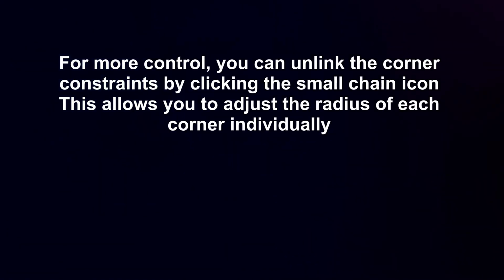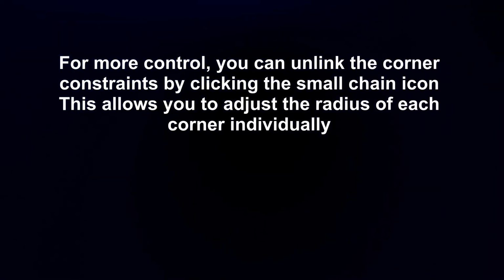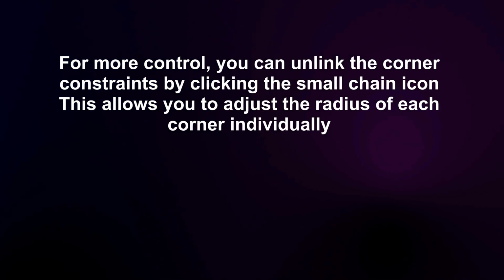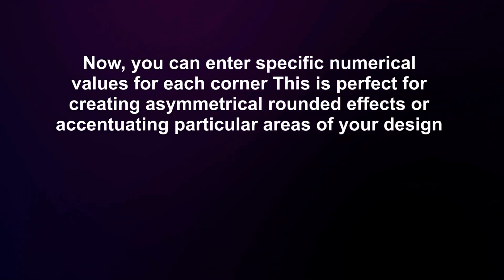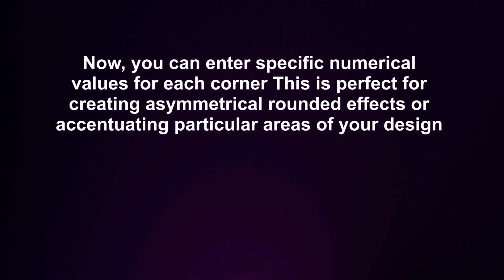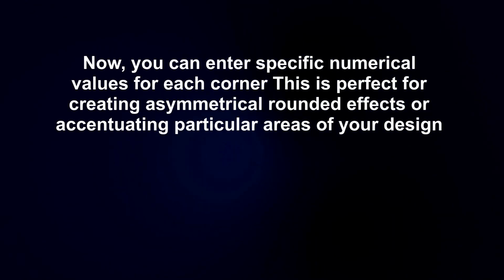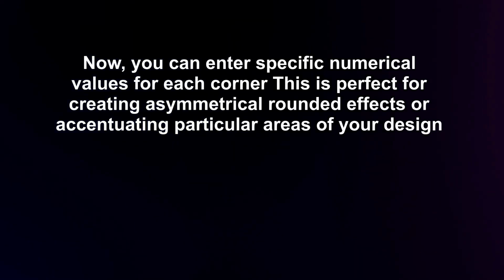For more control, you can unlink the corner constraints by clicking the small chain icon. This allows you to adjust the radius of each corner individually. Now, you can enter specific numerical values for each corner. This is perfect for creating asymmetrical rounded effects or accentuating particular areas of your design.